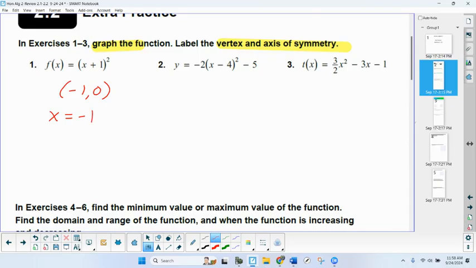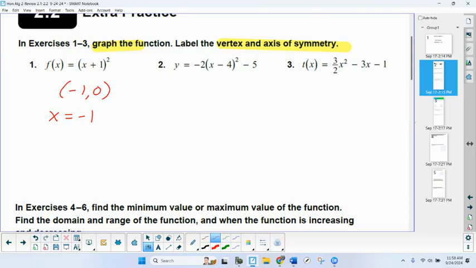Pick 2 more points. You will have to show 5 points on your quiz tomorrow. Number 2, what's the negative out front going to make it do? Make sure when you graph it, it opens down. What's the 2 going to make it do then? Stretch. Does either one of those move my vertex from 0, 0? No.